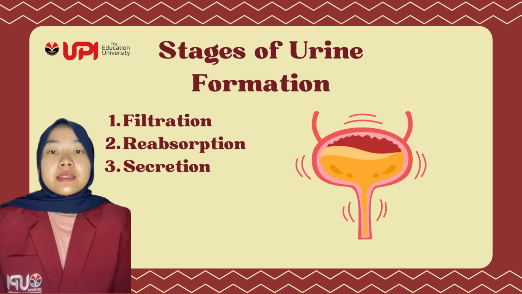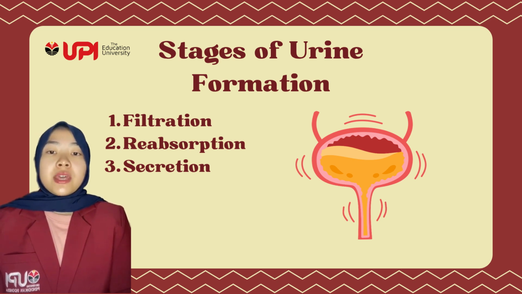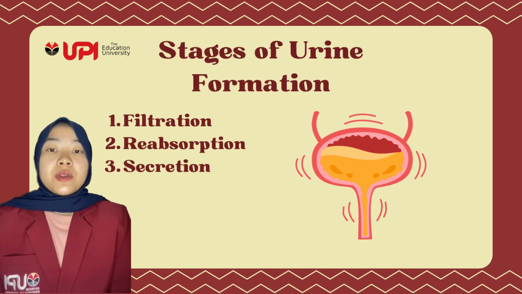Secretion is the final stage of urine formation. It involves the removal of substances such as creatinine and hydrogen ions. This process produces urine ready to be excreted and helps maintain the body's acid-base balance. After the secretion stage, urine flows into the ureters and is stored in the bladder.